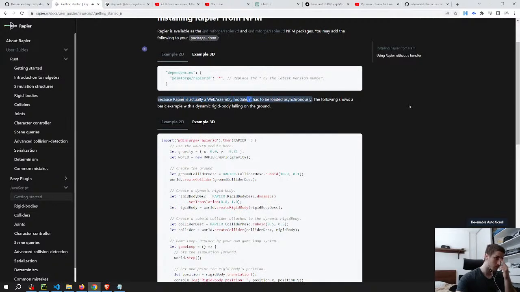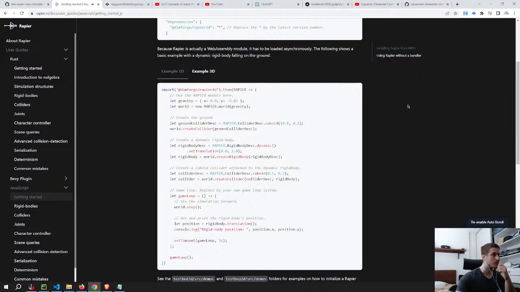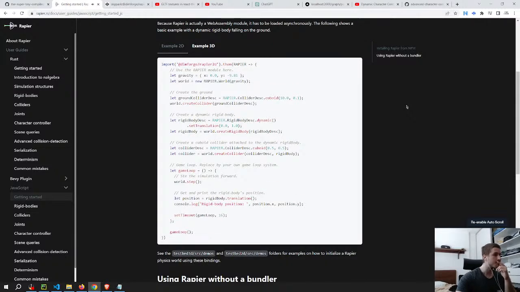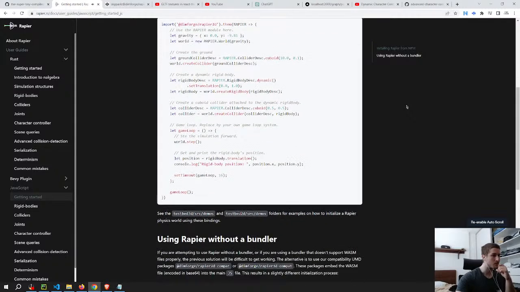Because Rapier is actually a WebAssembly module, it has to be loaded asynchronously. The following shows a basic example with a dynamic rigid body falling on the ground. Example 3D, import rapier2d. Then Rapier => use the Rapier module here. Let gravity = x 0.0, y -9.81. Let world = new Rapier.World(gravity). Create the ground: let groundColliderDesc = Rapier.ColliderDesc.cuboid(10.0, 0.1); world.createCollider(groundColliderDesc). Create a dynamic rigid body: let rigidBodyDesc = Rapier.RigidBodyDesc.dynamic().setTranslation(0.0, 1.0); let rigidBody = world.createRigidBody(rigidBodyDesc).